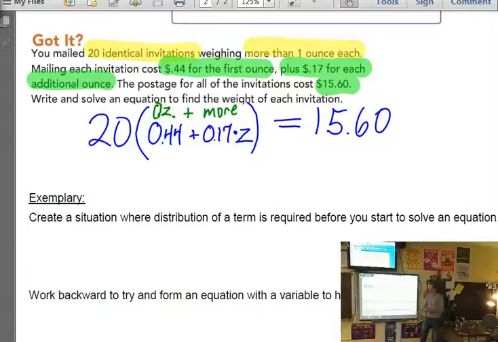Now, we have options here, which sometimes makes things more difficult for us. By the way, don't let me let you guys leave without passing out papers. What would you do, Jaslyn? There's multiple ways we can solve this. What would you do?